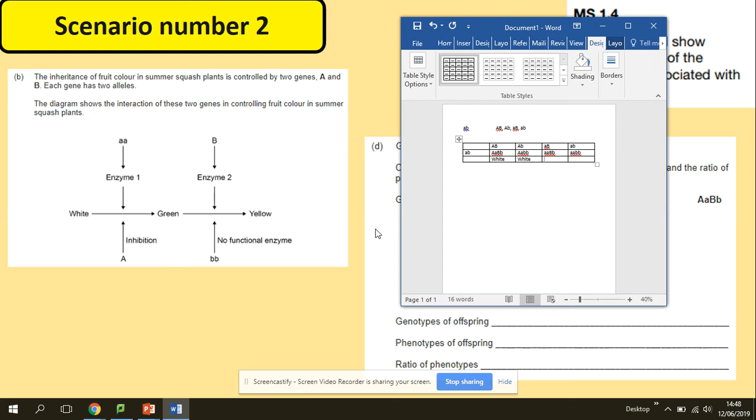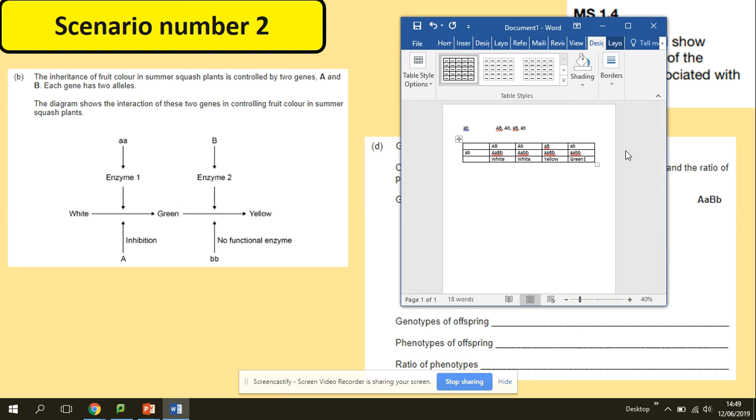Then we've got lowercase a's, so we're definitely getting a green color, but we've got one dominant B, so that is going to express the enzyme 2. Hence in here we will have the yellow color. And finally in there we've got two recessive a's, which is good, it's going to give us green, but we've got two recessive b's, which produce non-functional enzyme. We cannot get yellow, hence we're staying on green.